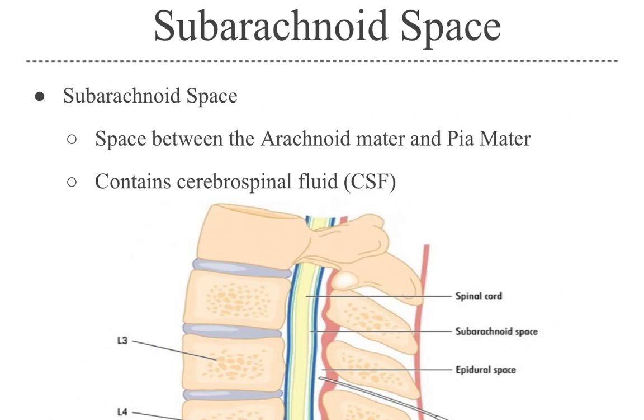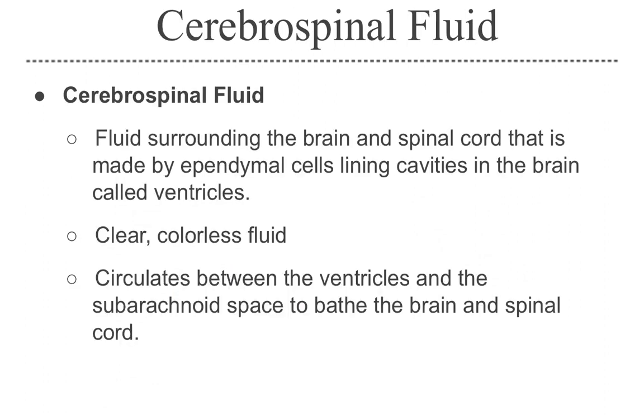The subarachnoid space, on the other hand, is a space between the arachnoid mater and the pia mater. So remember, pia is directly touching either the brain or the spinal cord, and the arachnoid mater is right after the dura mater. So the subarachnoid space is present in both the spinal cord and the brain, because this is where we're going to have our cerebral spinal fluid. And that's going to help with messages, and we're going to talk more about that here in a minute. Okay, so cerebral spinal fluid is also just known as CSF.